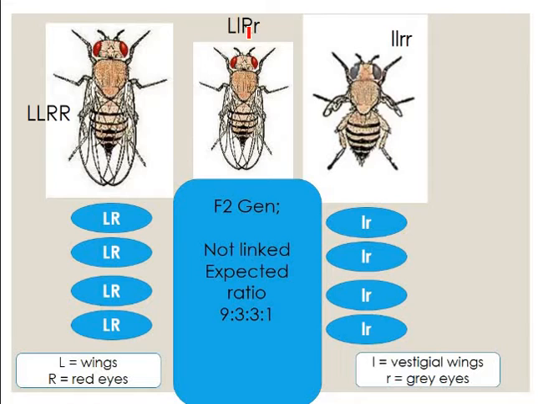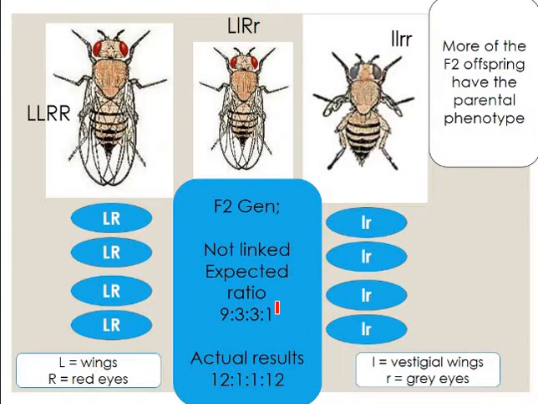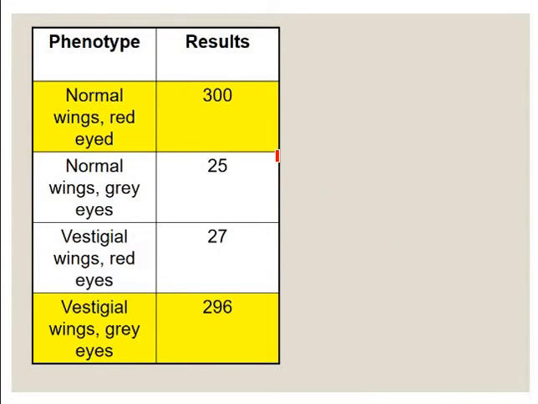But in this case, what we actually saw is that the ratio was 12 to 1 to 1 to 12, which is quite interesting. It looks like the F2 generation have the phenotype, sorry, of one of these parents. So these are the actual numbers. So out of what we expected to be a 9 to 3 to 3 to 1 ratio, we actually got these numbers. So there were a lot of flies that had normal wings and red eyes, and there were a lot of flies who had vestigial wings and grey eyes. So this cross did not result in the usual 9 to 3 to 3 to 1 ratio.